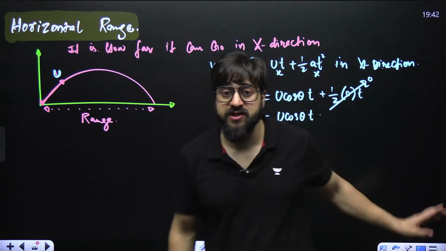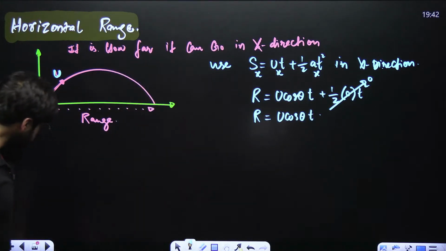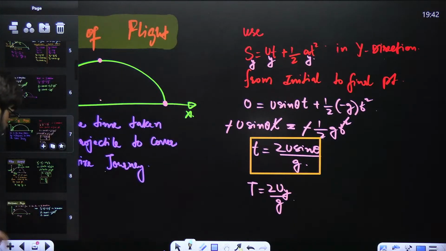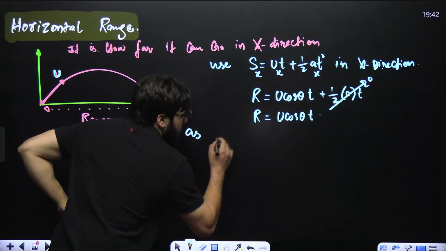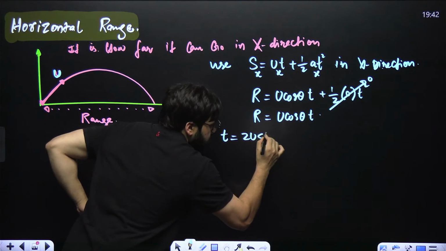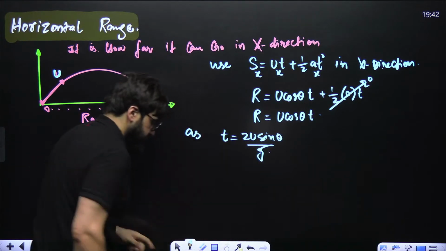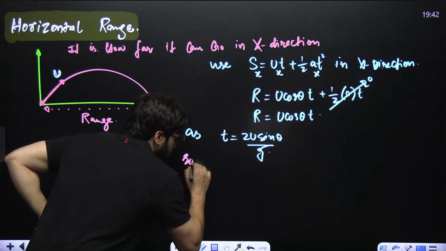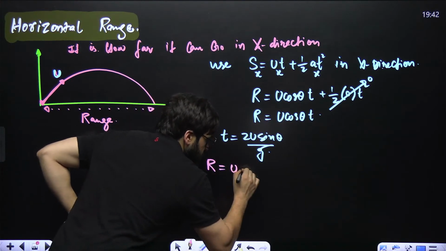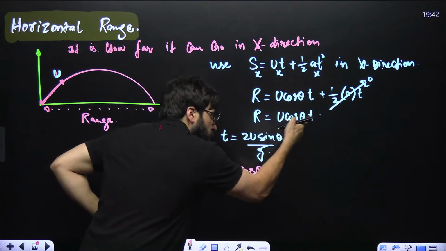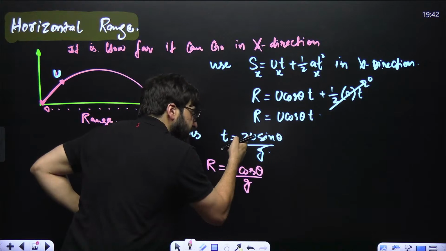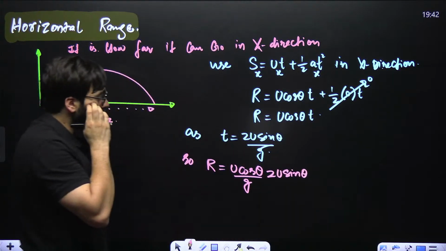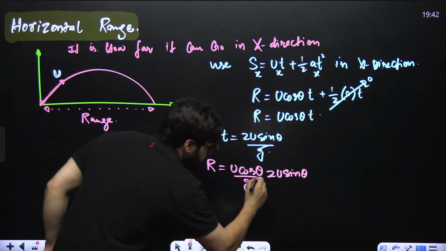Now the question is, what is this t? T is the time period. What is the formula of time period? Time is equal to 2u sine of theta divided by g. If we put the same formula in the above equation, the range will come out to be u cos of theta into 2u sine of theta divided by g.